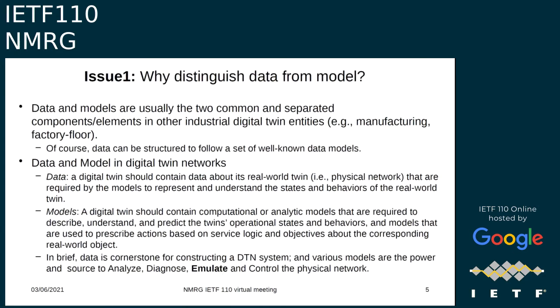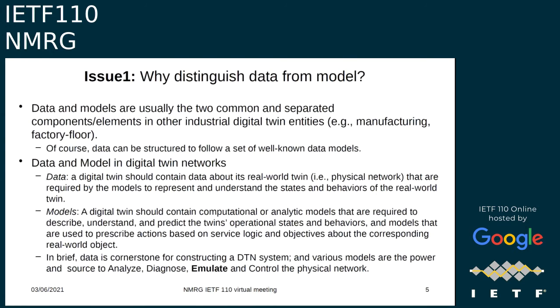As we know, in the digital twin network composition, we identify 5 key elements. In the digital twin entities, data and model are apparently 2 common and separate components. For example, in a smart factory, we can define the data and model separately. Of course, data and model need to be used together. Data can be structured to follow a set of well-known data model requirements. Let's take a look at their definitions. Digital twin data can be used to represent and understand the state and the behavior of the real world twin.